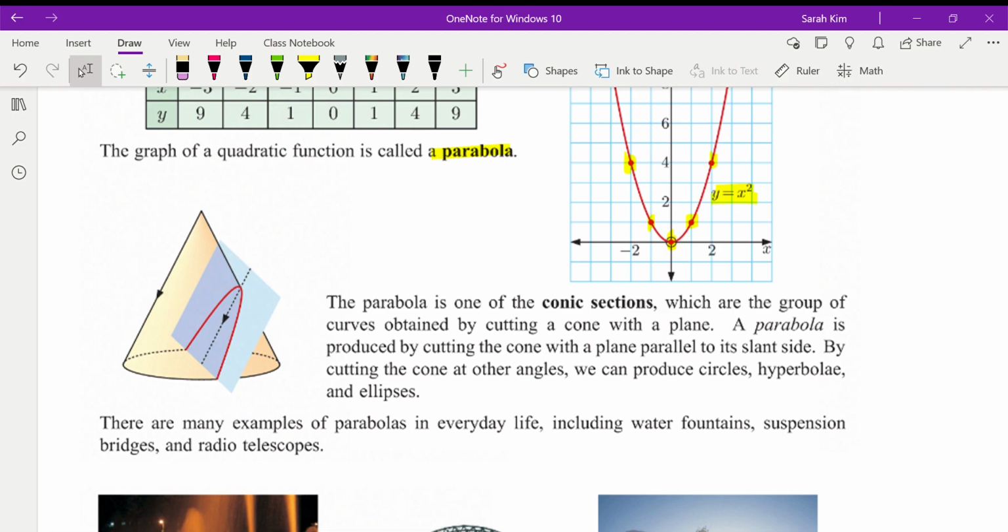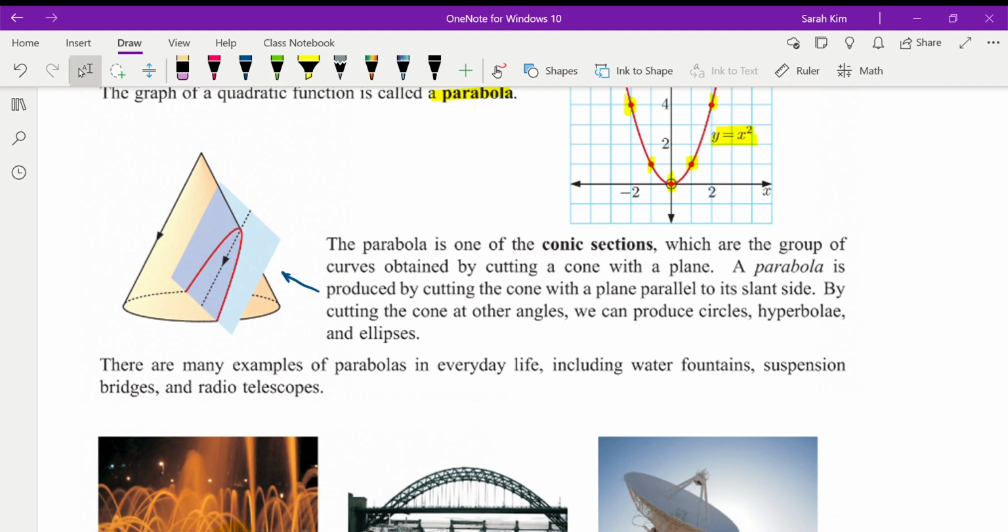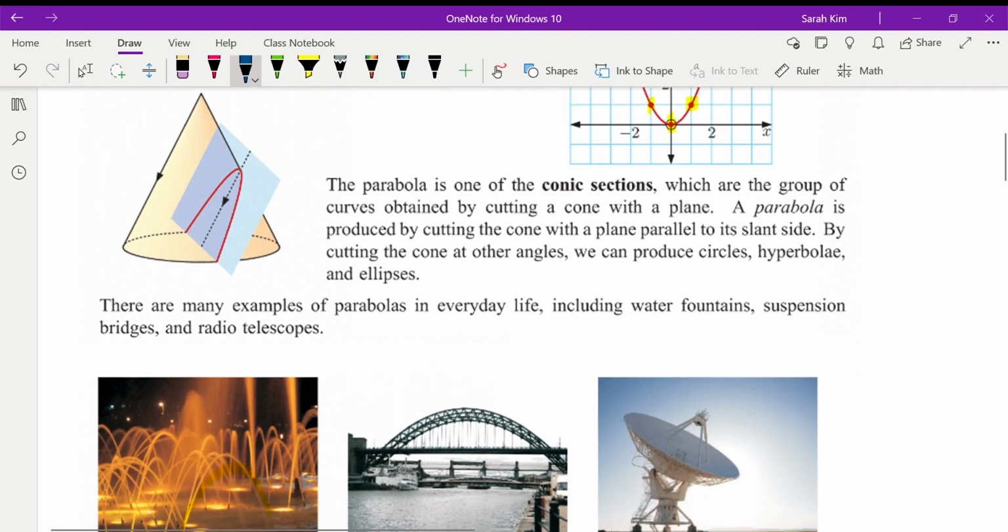The parabola is one of the conic sections, which are the group of curves obtained by cutting a cone with a plane. As you can see in this image, it's an explanation of a cone cut into a section, and if you look at it sideways, from this angle, it will give you a parabolic shape. A parabola is produced by cutting the cone with a plane parallel to its slant side. So the slant is this, so parallel to that. By cutting the cone at other angles, we can produce things like circles. For example, if I cut it like this, I'll be able to see a circle, hyperbola and ellipses, etc.